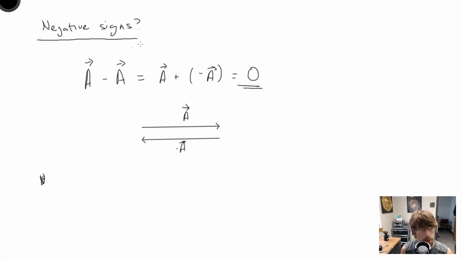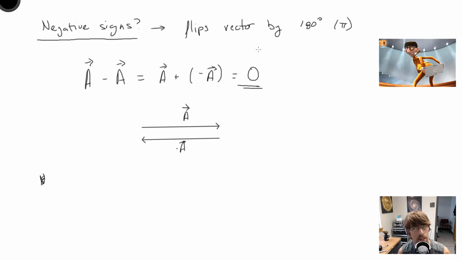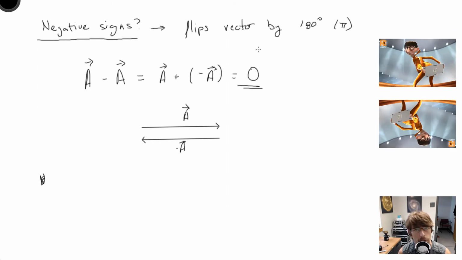So a negative sign flips the vector by 180 degrees, or by pi. If you have a vector, the negative of that vector points in exactly the opposite direction. Boom, you're done. That's all that negative signs do.